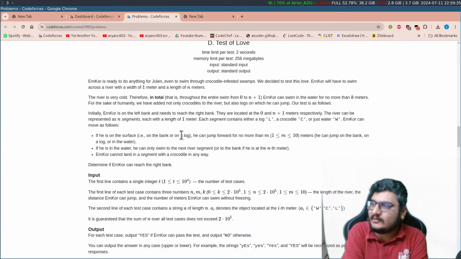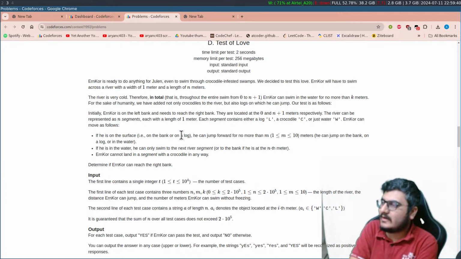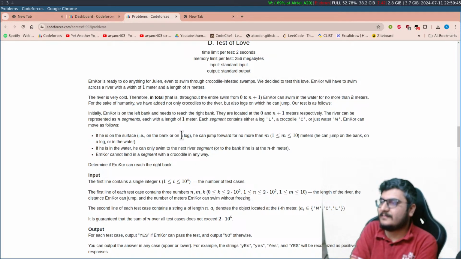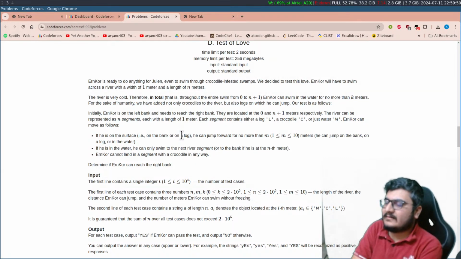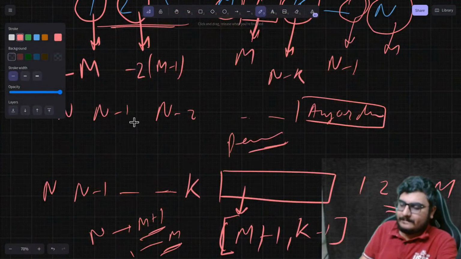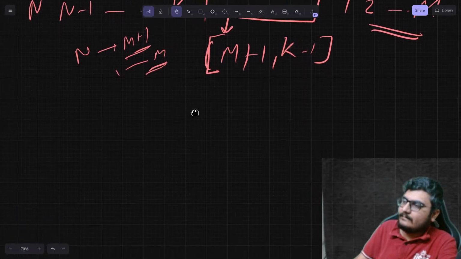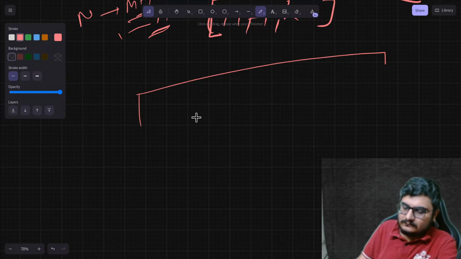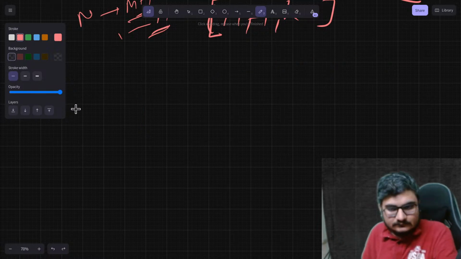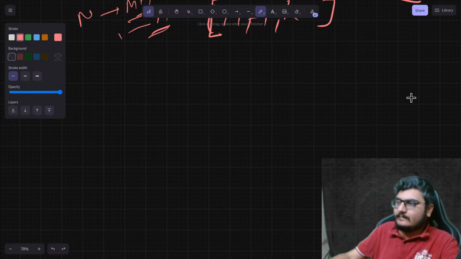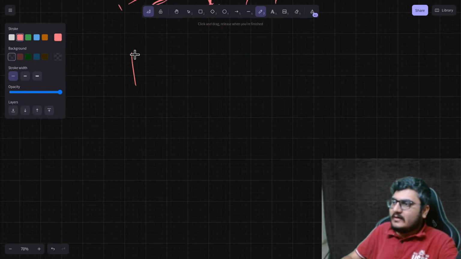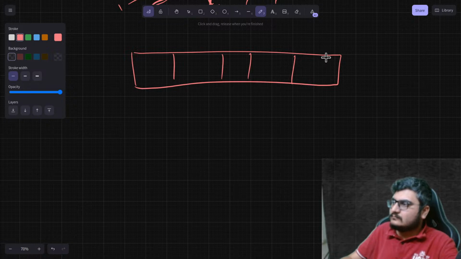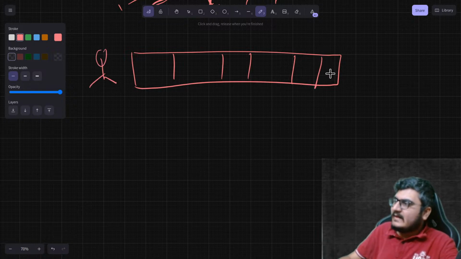Problem D says E is ready to do anything for J, even to swim through crocodile infested swamps. We decided to test his love. E will have to swim across a river with a width of 1 meter and a length of n meters. The river is cold. What it says is we have 1 to m, a river of length n. Somewhere E is standing here and he wants to reach here.